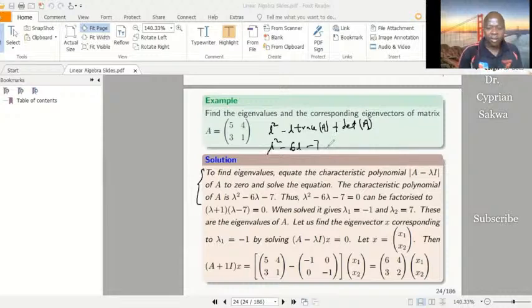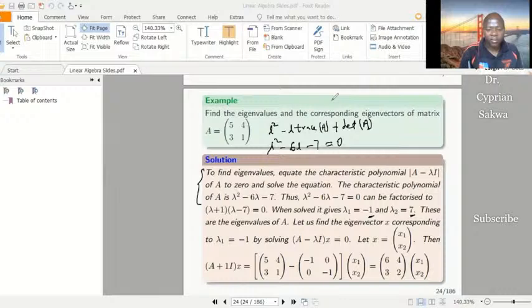Now equate this to 0, and this quadratic equation you can solve by either factorization or by the quadratic formula. So I solved it by factorization. This is what we get: lambda is equal to -1, lambda is equal to 7. So these two are the eigenvalues for this matrix.